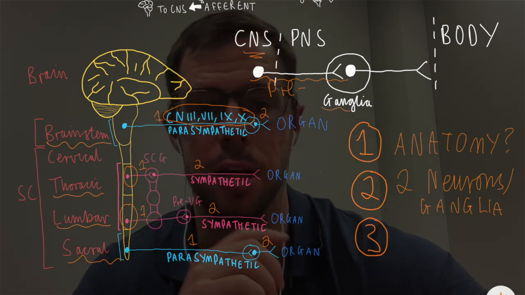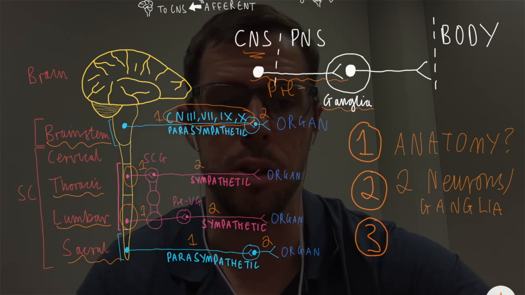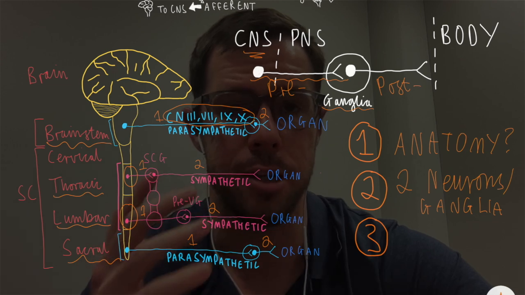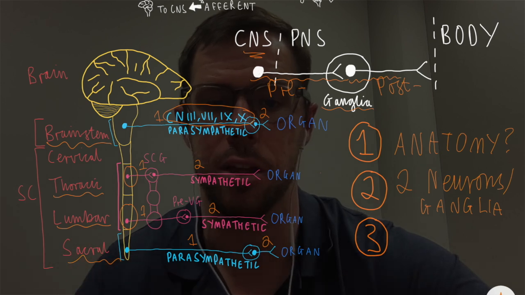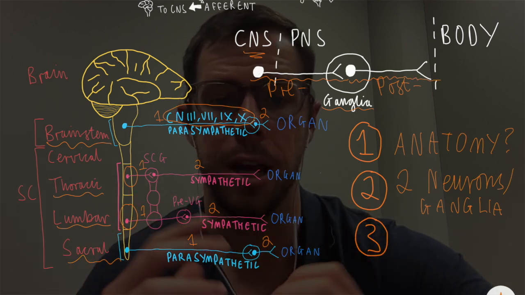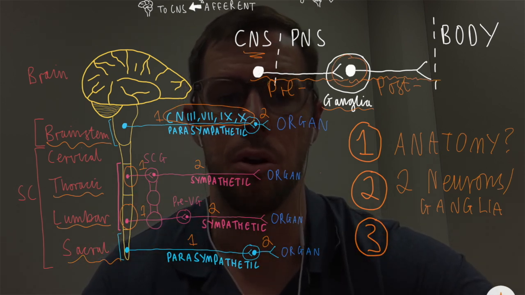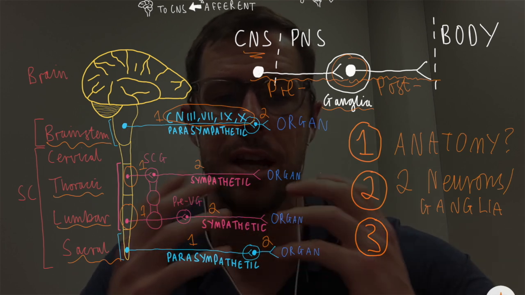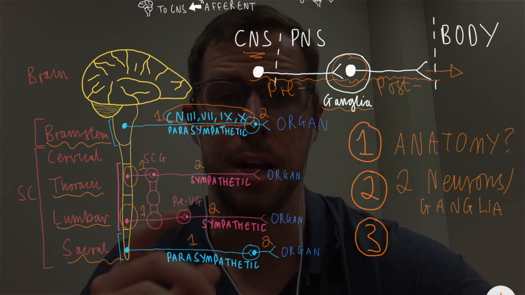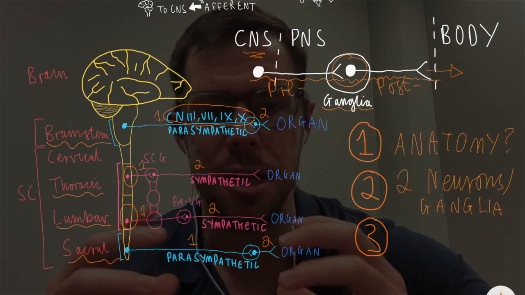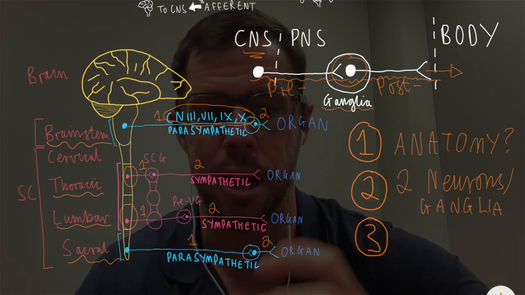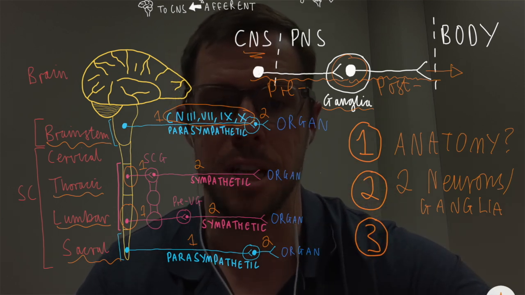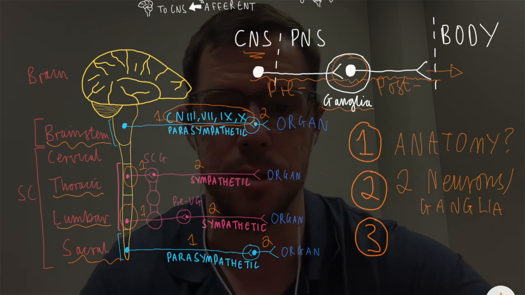The second neuron in our 2-neuron chain is called the post-ganglionic neuron. It starts in the ganglia, where its cell body is located, and receives synaptic input from preganglionic neurons. Post-ganglionic neurons innervate our internal organs. They are essentially the connection between our brain and our body. And lastly, key point number 3. The length of pre- and post-ganglionic neurons differ for sympathetic and parasympathetic nerves.